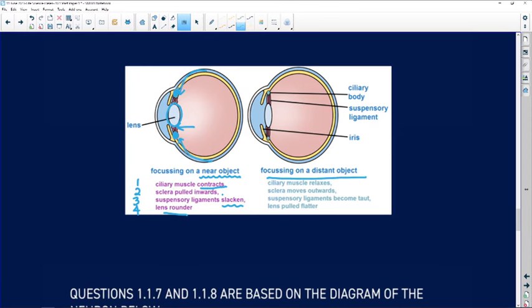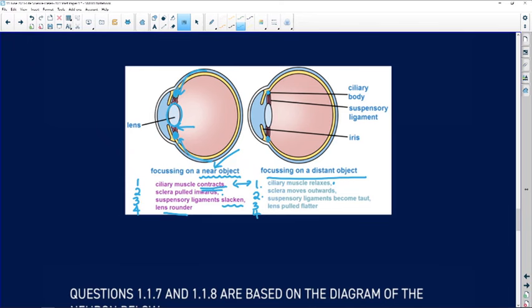Focusing on a distant object, we're going to see equivalent 4 actions that take place, but they're the opposites of what we saw for the near object. So instead of the ciliary muscle contracting, we have the ciliary muscle relaxing. And when it relaxes, the sclera that was pulled close relaxes open and moves outwards. As a result, that is going to pull those suspensory ligaments taut, much tighter. And that in turn is going to pull the lens flatter or longer.